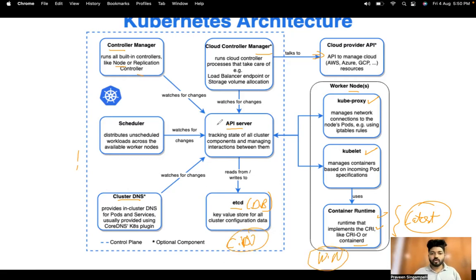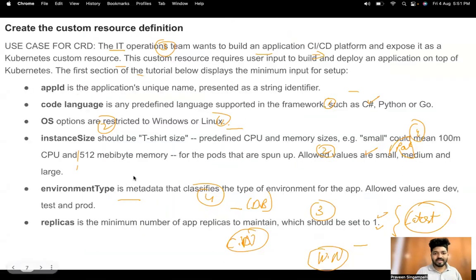Very, very important: 4 components: API server, scheduler, controller manager, and etcd. Cluster DNS is a part, but these are the main components. And here also 1, 2, 3, and you can say pod is also one more component, 4, right? So these all things we have already discussed. Now let's go ahead and see what exactly is there for you.